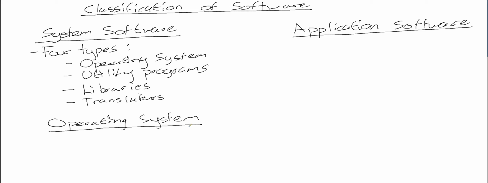And some of the functions include resource management, so it manages the computer's hardware, so the CPU, memory, manages how much free memory there is available, how much memory is being used, how much time on the CPU each application is allocated, and it provides a user interface, so it also provides an interface for the person using the computer to interact with the computer.